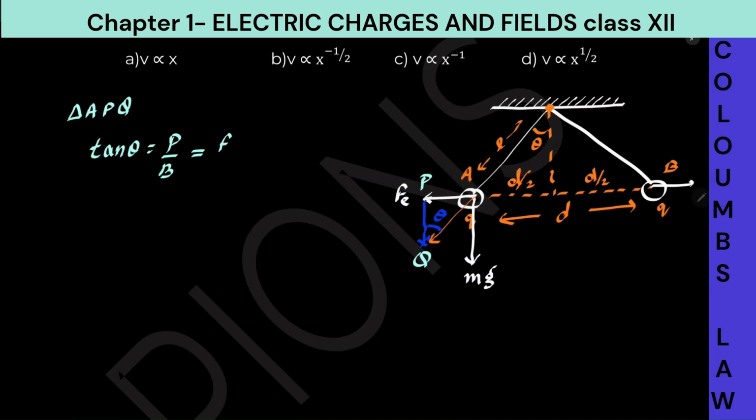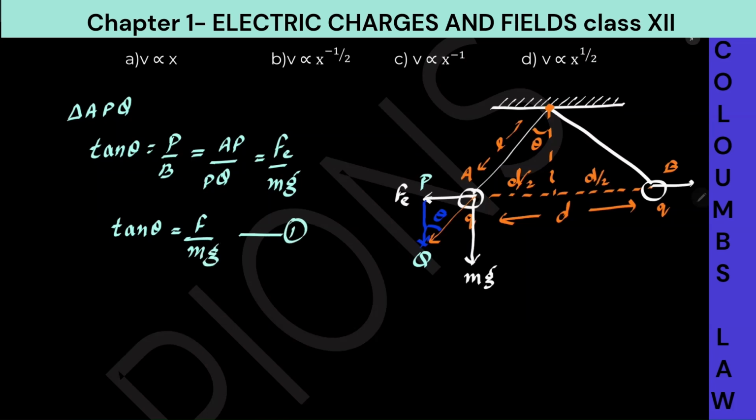So here the opposite is how much? That is our force Fe, AP is force Fe. If you are confused, let me write it first in terms of triangle sides: AP vector upon PQ vector. AP vector is nothing but the electric force Fe, and PQ vector is nothing but the weight mg. So tan theta is nothing but electric force F upon mg. This is our equation number 1.